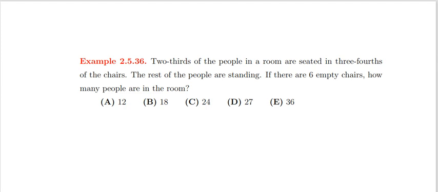Okay, so this problem says two-thirds of people are seated. So 1/3 are standing, right? I see that in 3/4 of the chairs. So here we have 2 unknown variables: total number of people and number of chairs. Okay, we have 2 unknown variables.